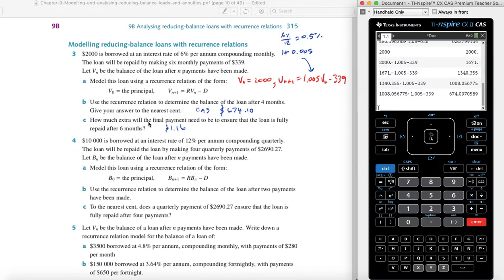How much extra will the final payment need to be to ensure that the loan is fully repaid after 6 months? So we've already had 4, so I'm going to do 2 more months. 1, 2. And you'll notice here that it's $1.16 more. So that's how much extra that last payment is going to have to be.